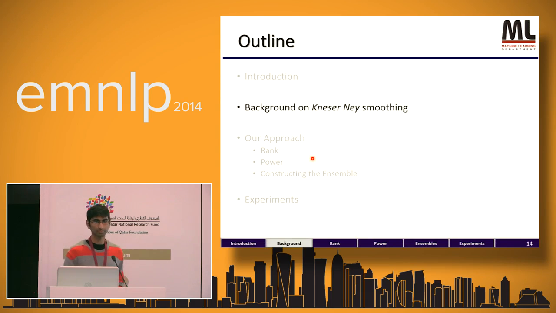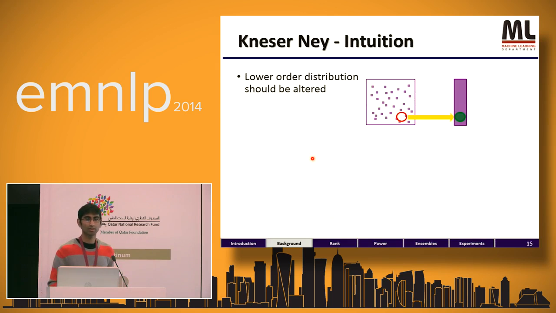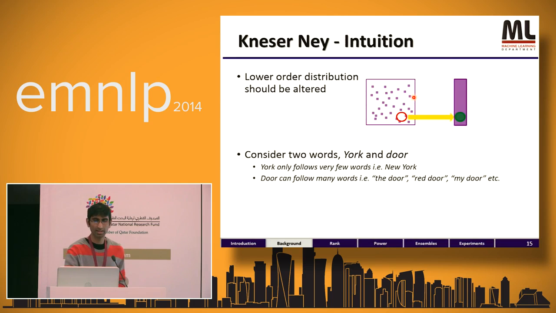So I'm first just going to present a brief outline, a background on Kneser-Ney, because then we're going to generalize specific aspects of Kneser-Ney to our approach. So the intuition behind Kneser-Ney, which is essentially the state-of-the-art n-gram model, is that if I have a bigram and a unigram, I'm only using the unigram when I back off from the bigram. So in some sense, I should be changing this lower order distribution to condition on the fact that I've backed off. And so consider two words, York and door.